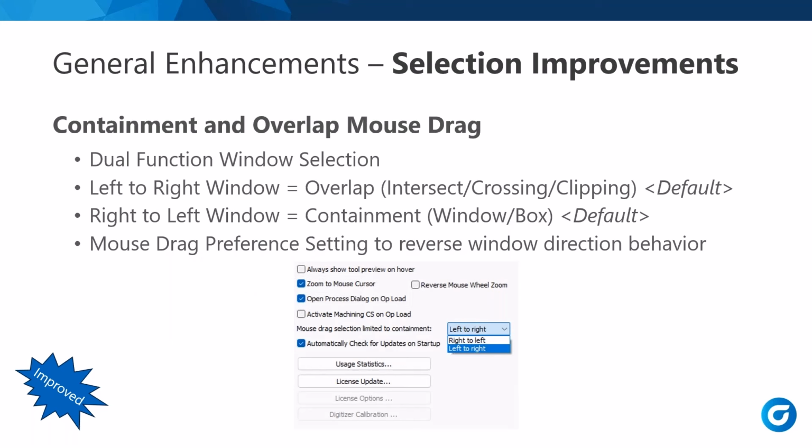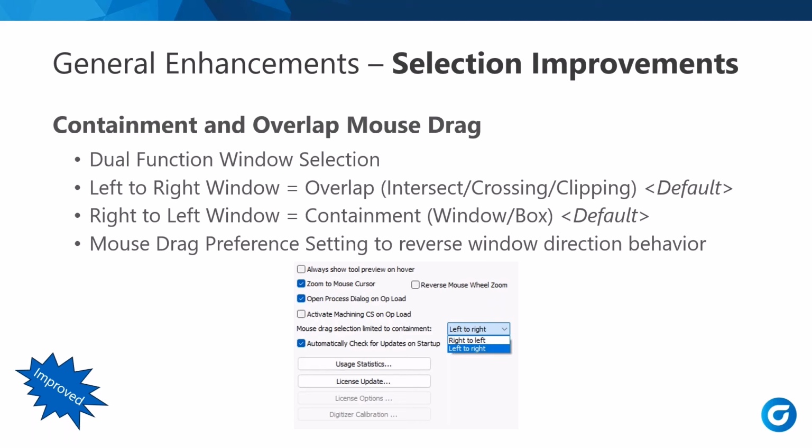All right. Containment and overlap mouse drag. This is a long time coming. I'm happy about this new functionality. We now have the ability to have dual functions for our window selection. Currently it doesn't matter if you do a left to right or right to left window, you'll get the same result. Currently we work in the overlap mode only.